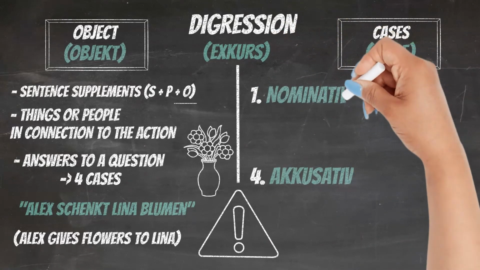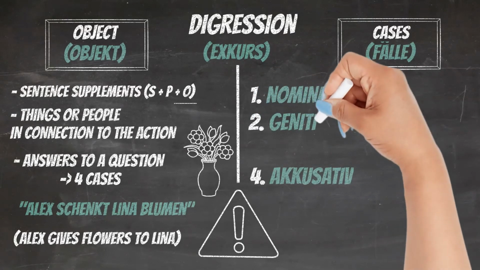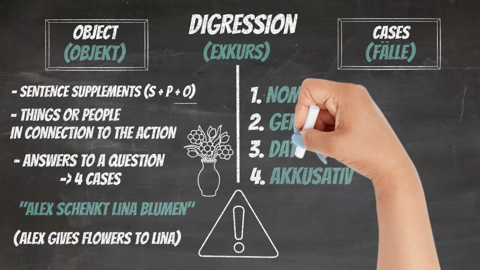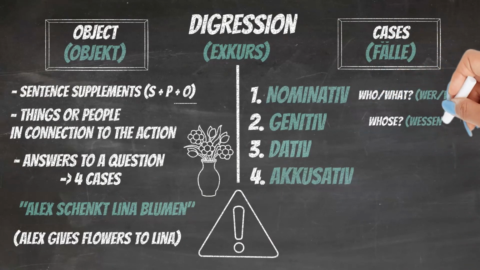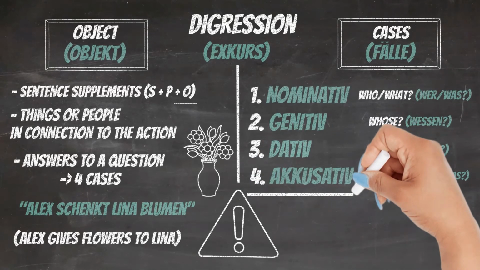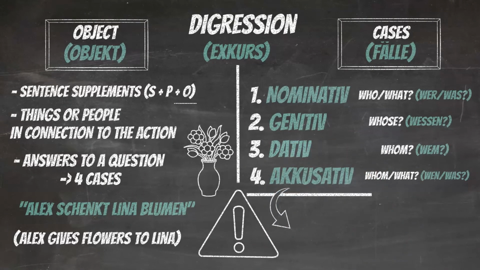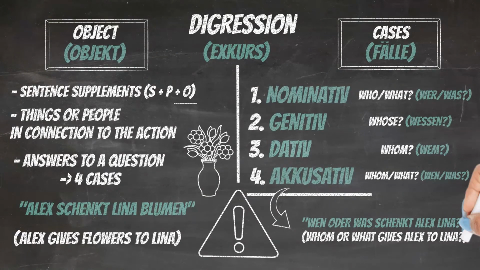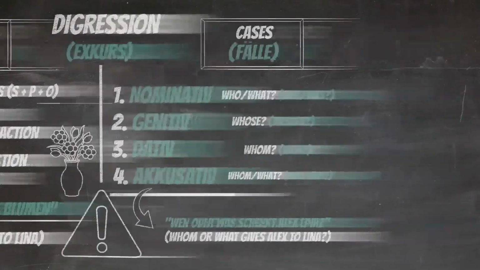Just repeat the four cases. The first is nominative. Second, genitive. Third, dative. And there are questions. Who, what, whose, whom, and whom or what. And we need the fourth question in the case of an accusative object. Wen oder was schenkt Alex Lina? And the answer is Blumen. That's the object in this case.